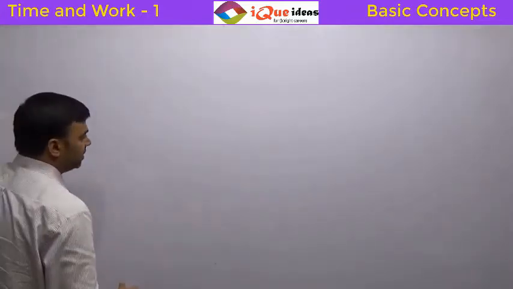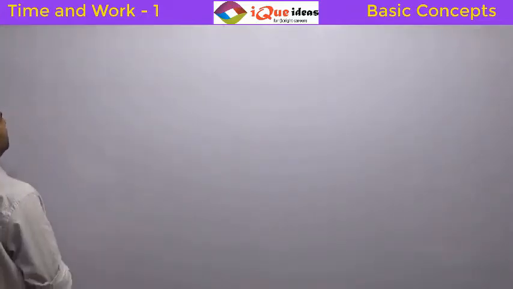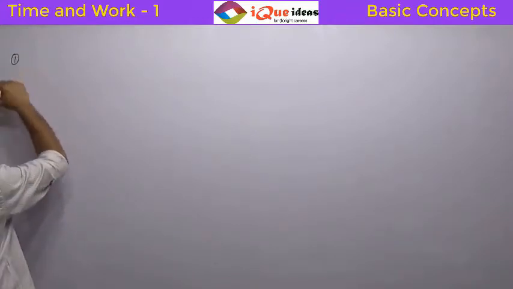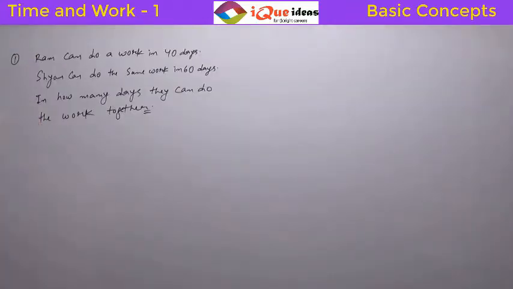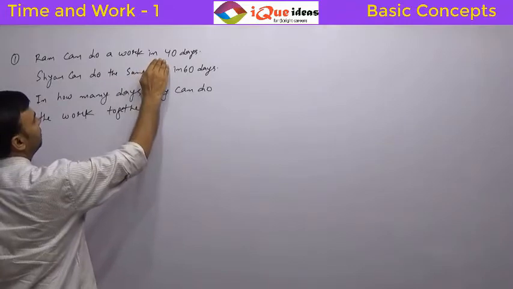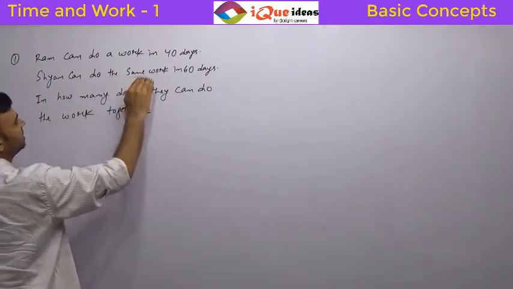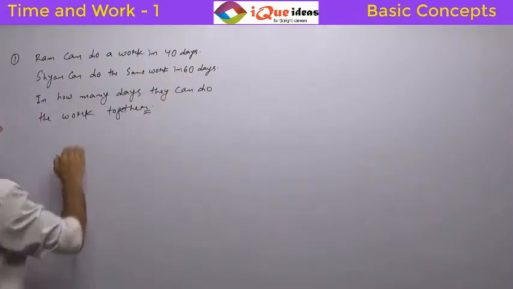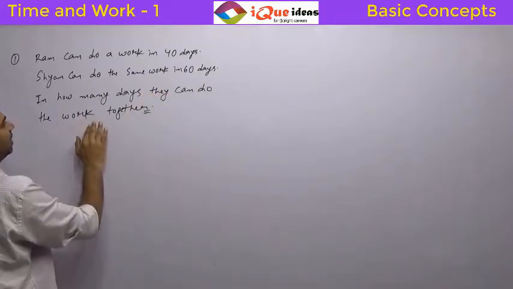So let's take some questions for the application of all these methods that we have learned. Alright, let's take up this one. Now let's look at this question. It says Ram can do a work in 40 days. Shyam can do the same work in 60 days. In how many days can they do the work together?